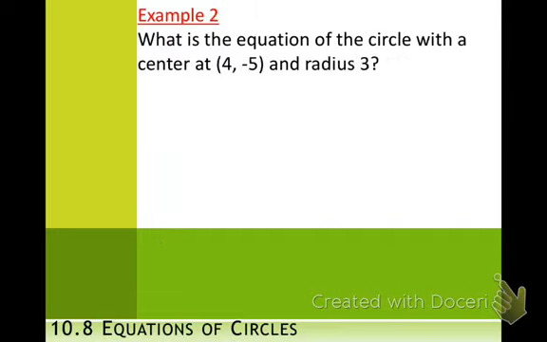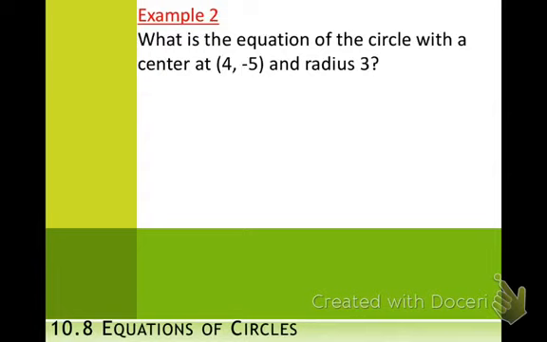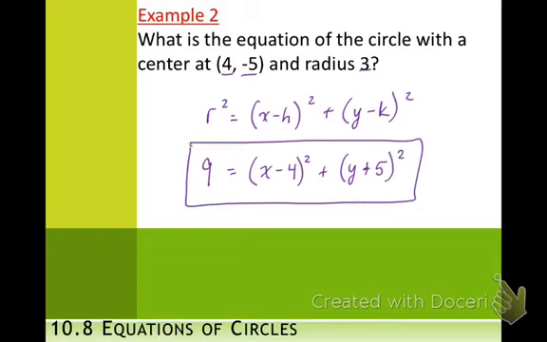Let's try another quick one. What's the equation of the circle with a center at 4, negative 5, and a radius of 3? So, radius squared equals x minus h squared plus y minus k squared. I know my radius is 3, so 3 squared is 9. I've got x minus my x value, minus 4 squared, plus y minus a negative, so plus 5 squared. And that is my equation. So when we are given the center and given the radius, this becomes very, very simple.